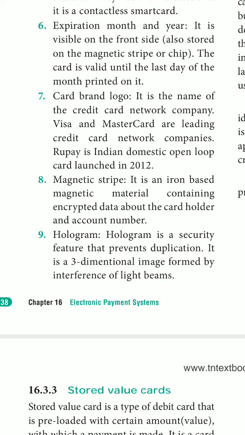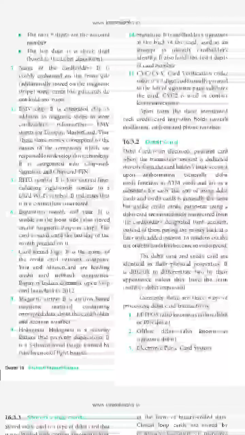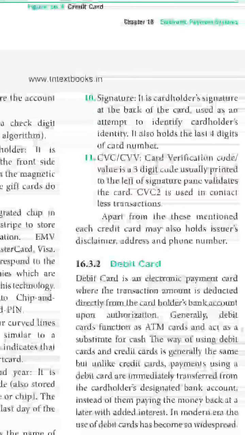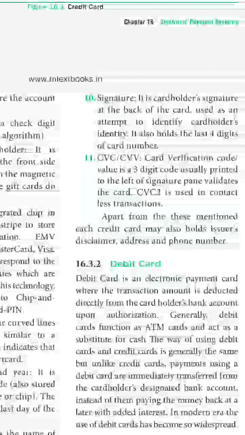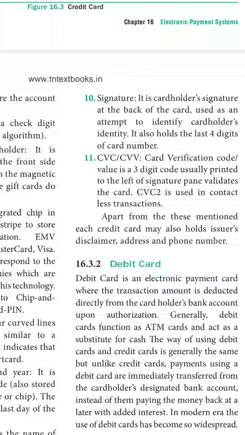The next thing is the hologram. The hologram is a sticker with a three-dimensional image to show the authentication of the credit card or debit card. Next is the signature. The customer has to sign on it, and it also holds the last four digits of the card number.